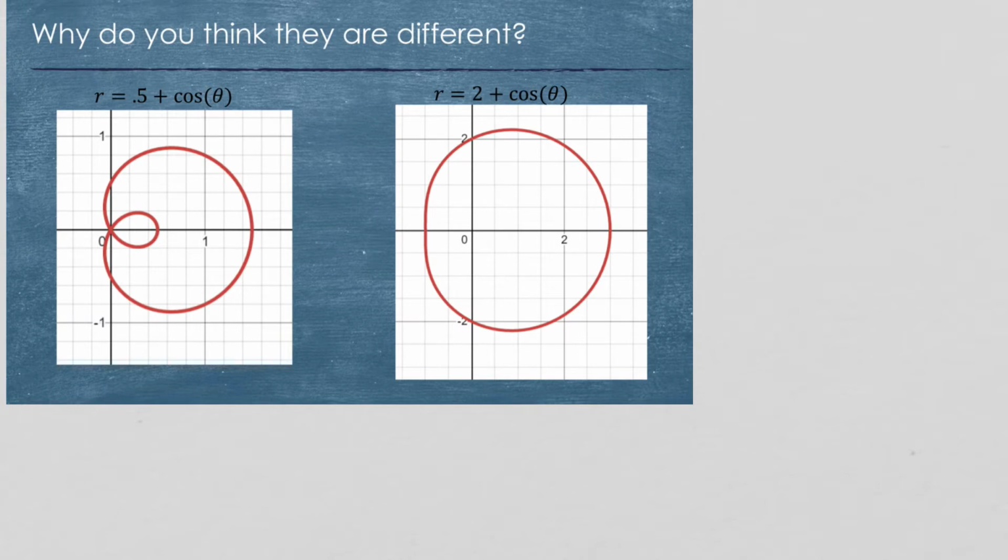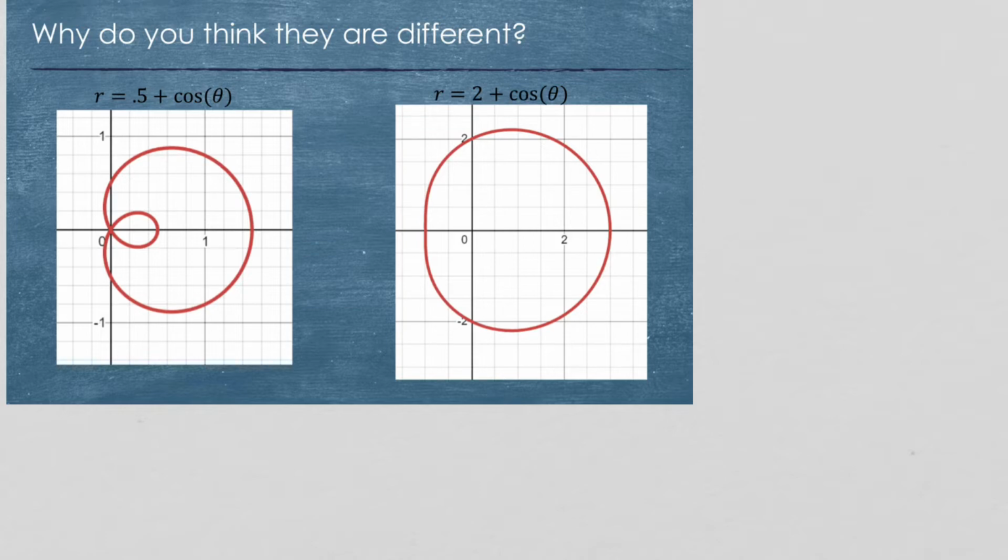All right, so the one on the left is the 0.5 plus cosine theta. So I would sketch a little bit in your notes on that one. And then the one on the right is 2 plus cosine theta. So everyone should see a little difference there. We have a little circle going inside the circle there. This one's more looking like a circle on the right. Well, why is this happening?